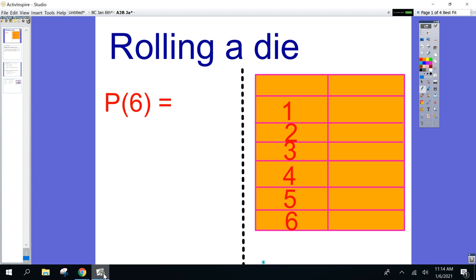All right. So rolling a die, and this isn't part of your notes, but I just want you guys to focus in here so I can explain what I'm going to introduce to you today. So rolling a die, and somebody just chime in here for me.